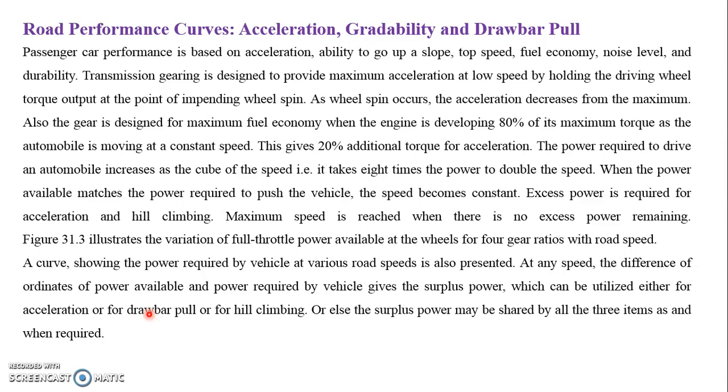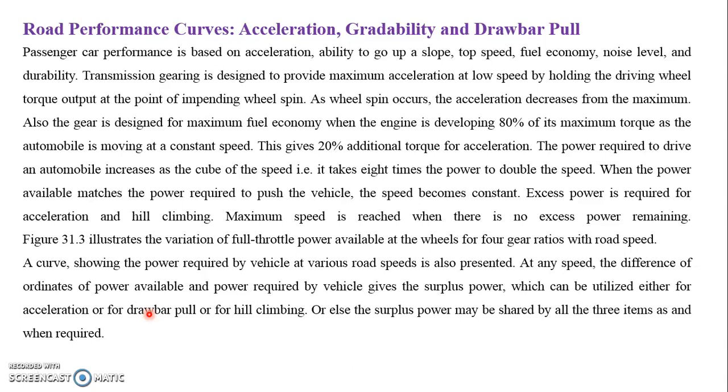The transmission gearing is designed to provide maximum acceleration at low speed by holding the driving wheel torque output at the point of impending wheel spin. As wheel spin occurs, the acceleration decreases from the maximum. Also the gear is designed for maximum fuel economy when the engine is developing 80% of its maximum torque as the automobile moves at constant speed. This gives 20% additional torque for acceleration. The power required to drive an automobile increases as the cube of the speed.